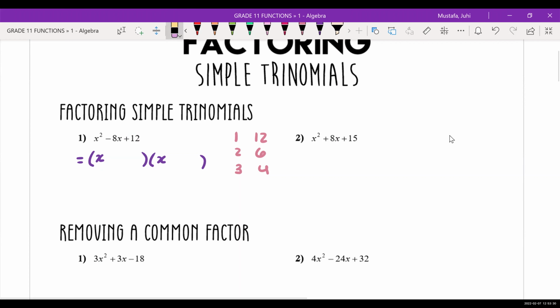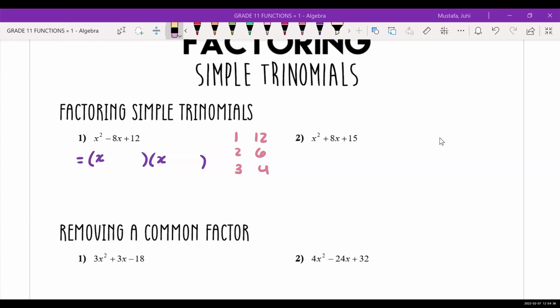So once you figure out all the factors of that last number, you ask yourself, what 2 numbers add or subtract to give you the middle? Now you look at all the pairs of numbers and ask yourselves, which one of these adds or subtracts to give you an 8? I just go through them in order. 1 and 12, can I ever add or subtract them to give me an 8? No, so that can be eliminated.